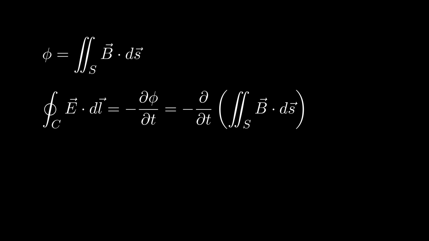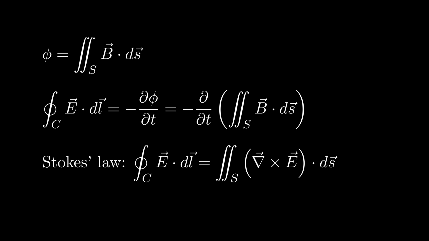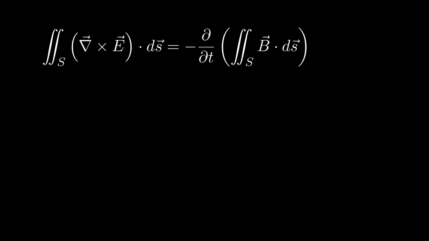Now, let's remember Stokes' law. It tells us that the closed path integral of E dot dl is equal to the surface integral of the curl of E. Therefore, from Faraday's law, we can write that the surface integral of the curl of E is equal to negative partial derivative with respect to time of the surface integral of B dot ds.